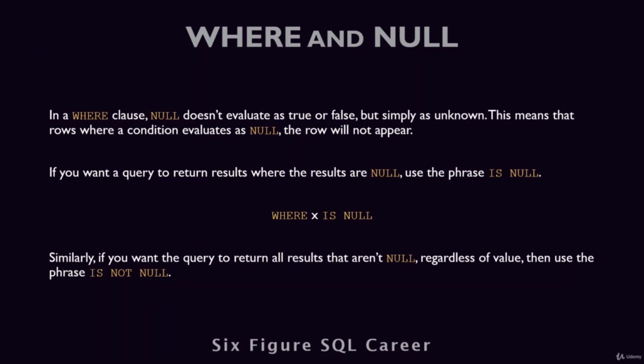In a where clause, null doesn't evaluate as true or false, but simply as unknown. This means that for rows where a condition evaluates as null, the row will not appear. If you want a query to return results where the values are null, use the phrase IS NULL instead. So if I wanted to bring back all the rows where the result in my X column is null, I would specify where X is null. Similarly, if you want the query to return all results that aren't null, regardless of value, then use the phrase IS NOT NULL.